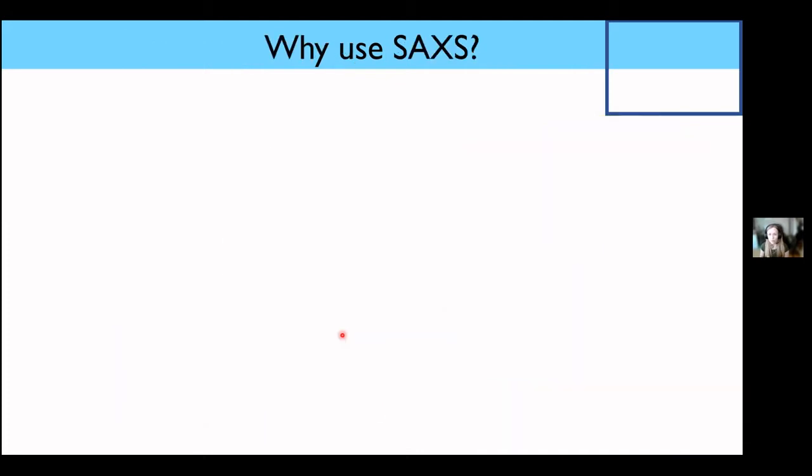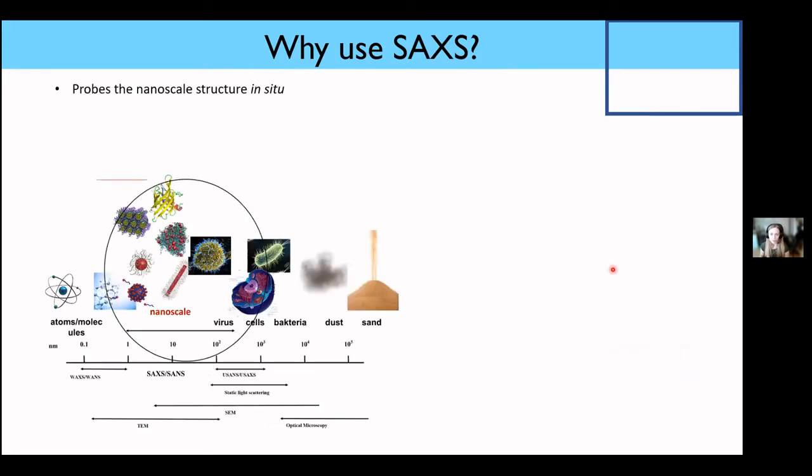So the question then is, why do we use SAXS? Here I want to present some arguments as to why we used it in this case, and also potentially why you might want to use it yourself in the future. First of all, SAXS probes nanoscale structures, and it does it in situ. So it doesn't require any specific pre-treatment of the sample. It also requires quite little sample. And in addition, it's quite a non-invasive technique.